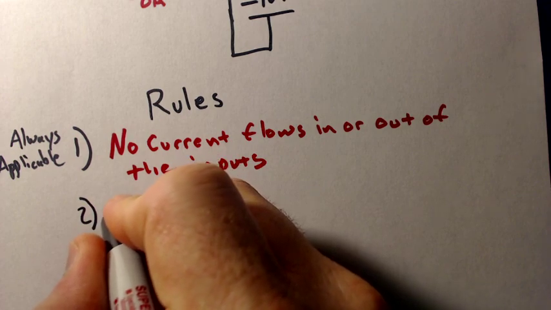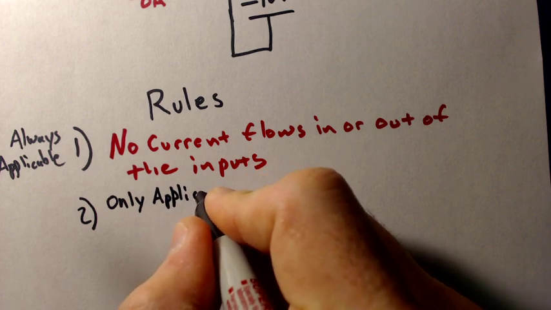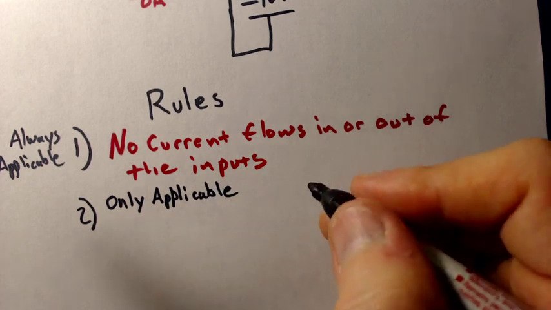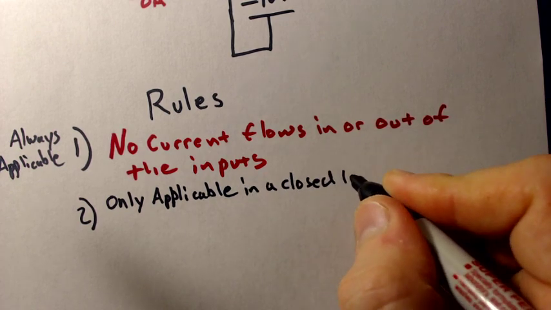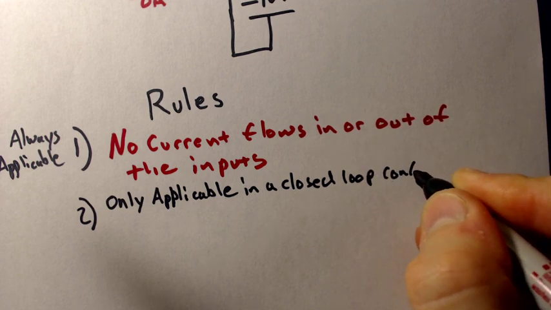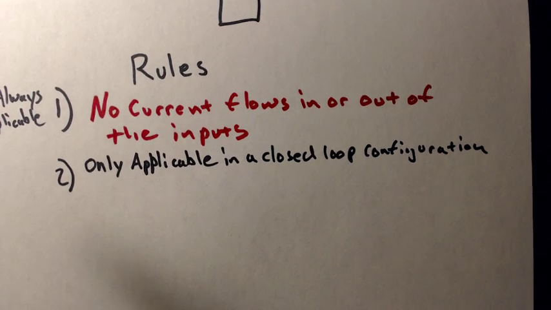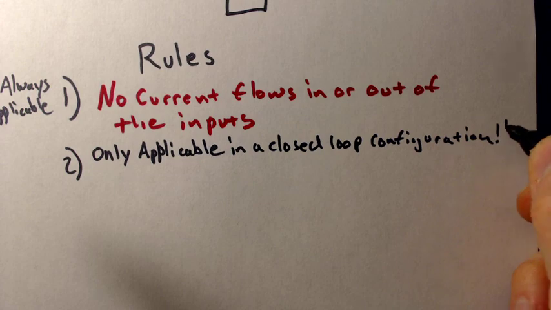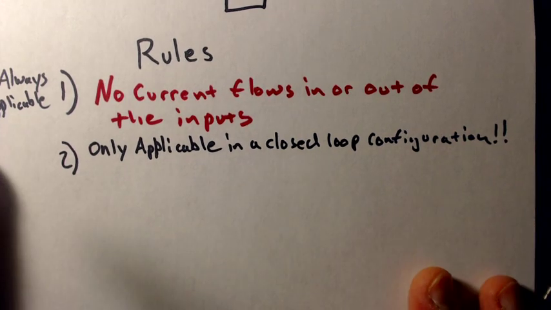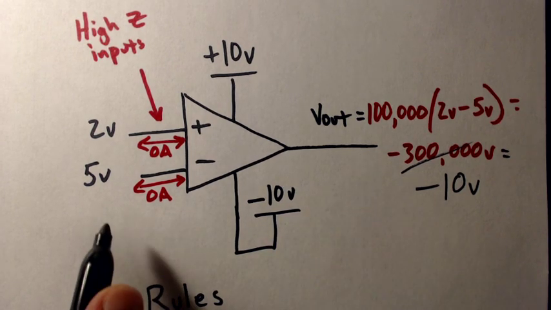Okay, now this second rule applies only in a closed loop configuration. So this is actually going to only be applicable in a closed loop configuration. Meaning, this rule, whatever I'm about to say, doesn't apply to this circuit because there's no feedback. There's no closed loop over here.